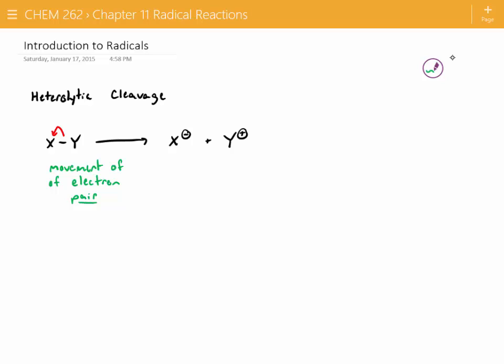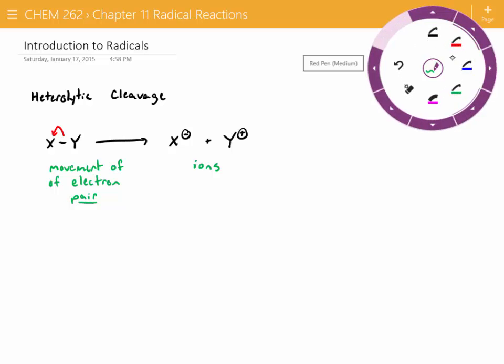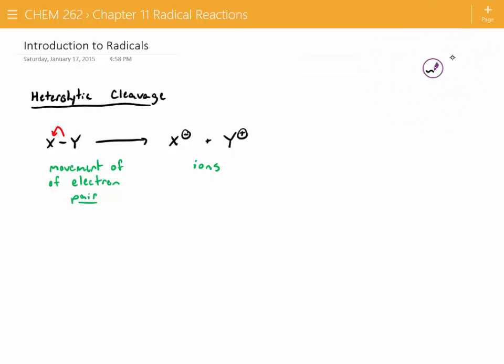And with heterolytic cleavage, we always get ions out. With homolytic cleavage, we get something a little bit different.